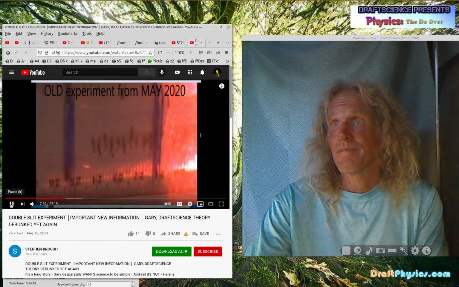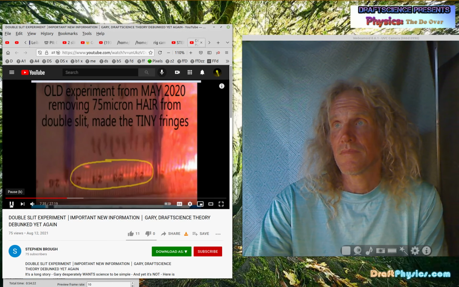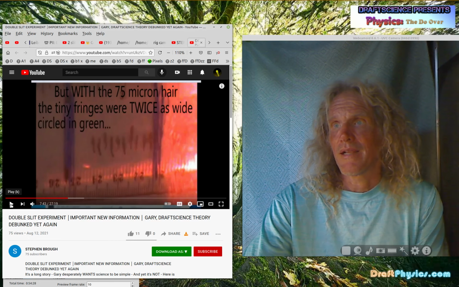So this is from an old experiment in 2020. Removing the 75 micron hair from a double slit made the tiny fringes, circled in yellow. But with the 75 micron hair still in place, the tiny fringes were twice as wide, circled.